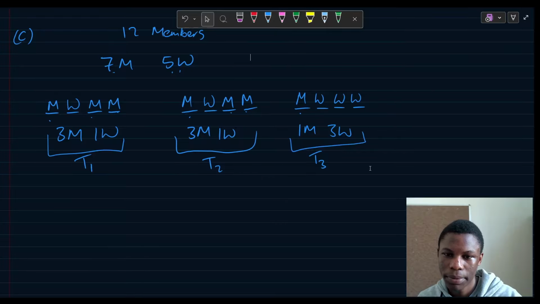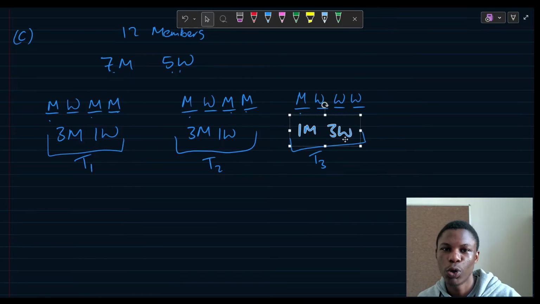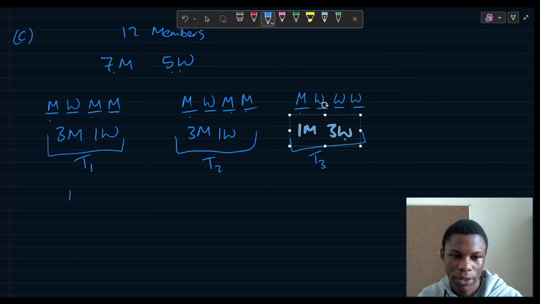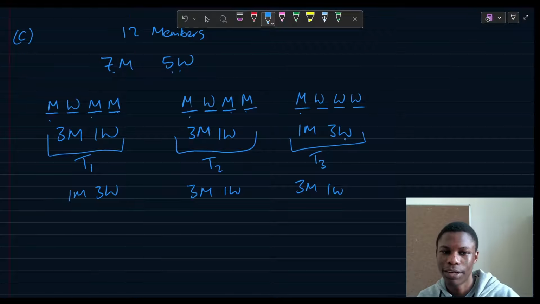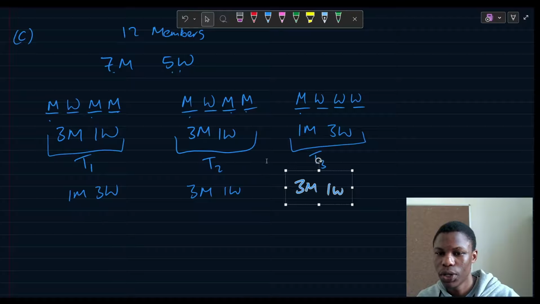I could swap 1 man and 3 women and say, let the 1 man and 3 women go to town 1 instead. So I could have 1 man and 3 women, and then I could have 3 men, 1 woman, and then 3 men, 1 woman. So now I've changed the groups, I've changed the towns which each group is going to. So now I've got this group of people going to town 1, and this group of people going to town 2, and this group of people going to town 3. So I also need to account for the possibility of that happening.